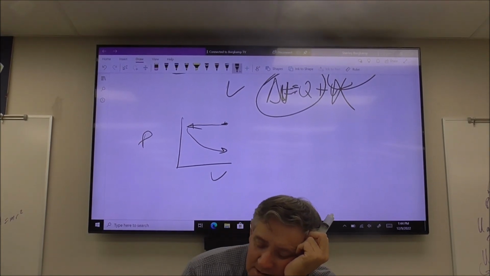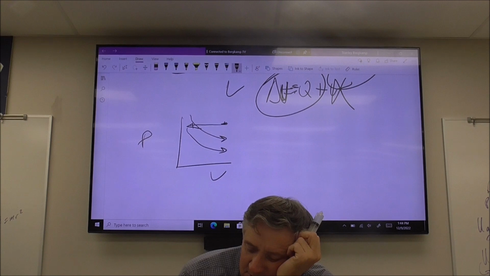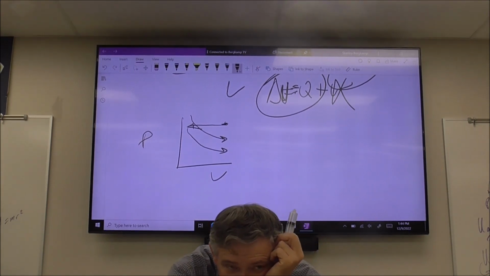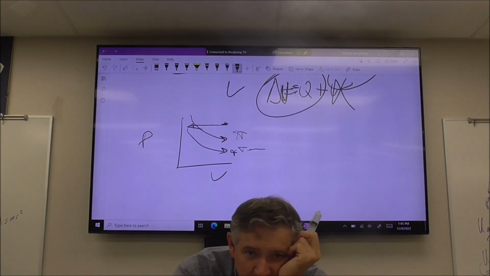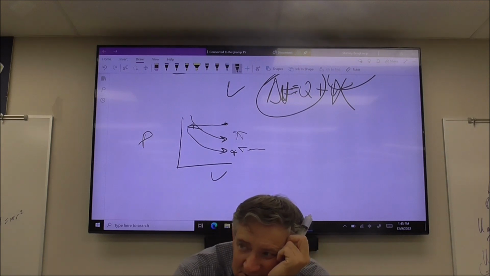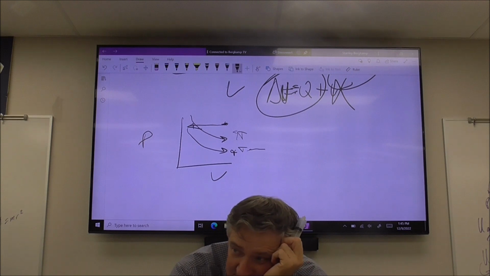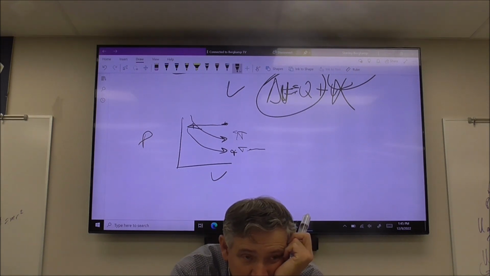Now, here's an interesting idea. You have 2 isothermal expansions. One's at a higher temperature, one's at a lower temperature. Which one requires more work, or is it the same? This is the higher temperature one. This is the lower temperature one. The higher temperature. Why? More area underneath. So the higher temperature isothermal expansions or compressions take more work than lower temperature ones.